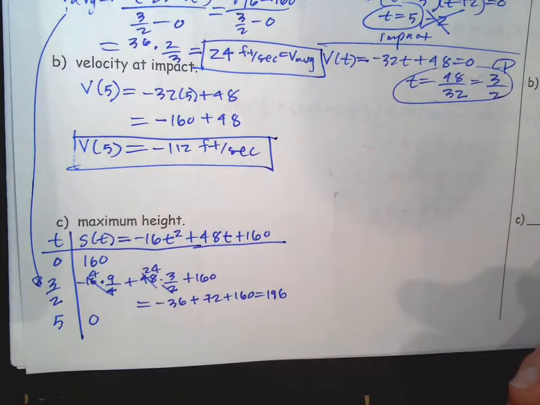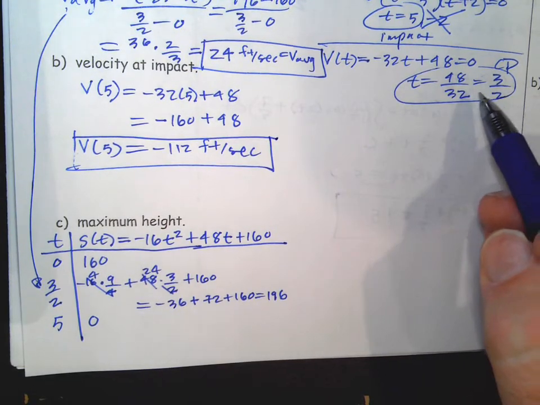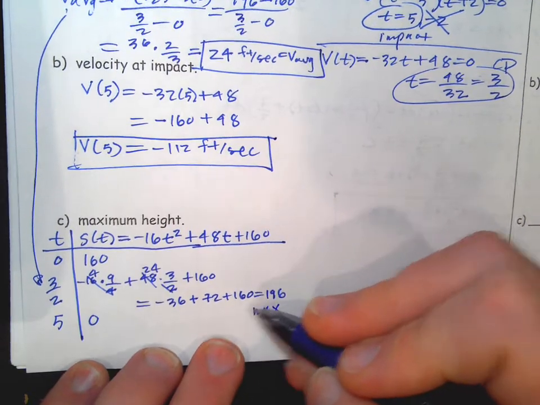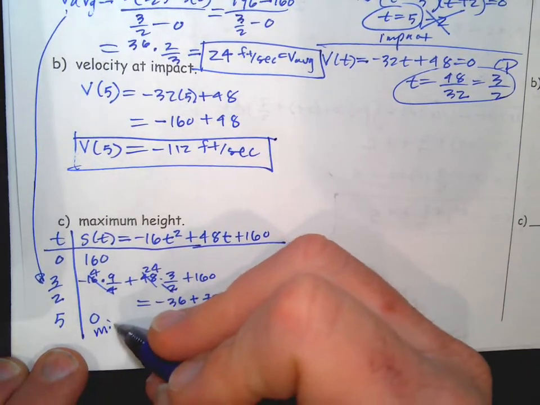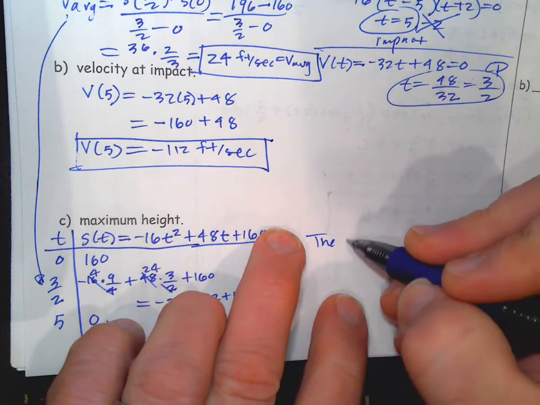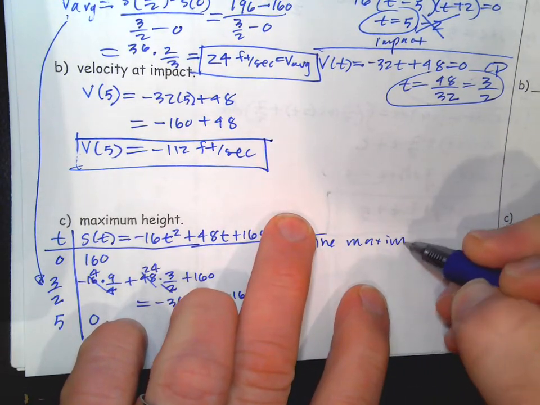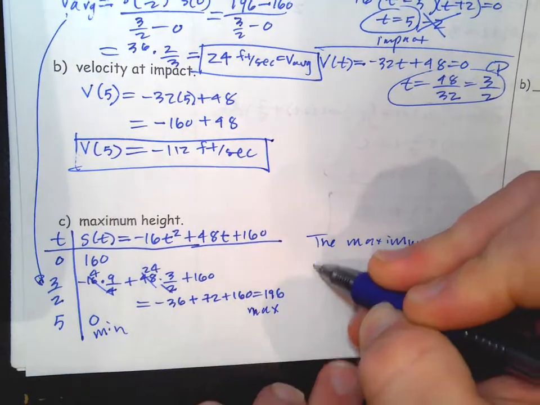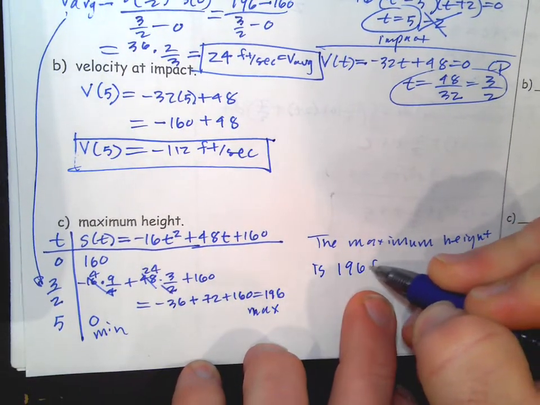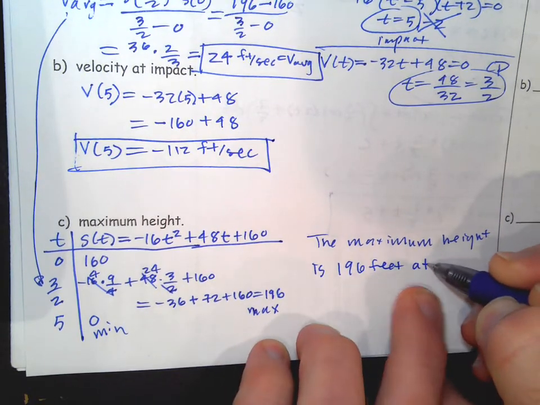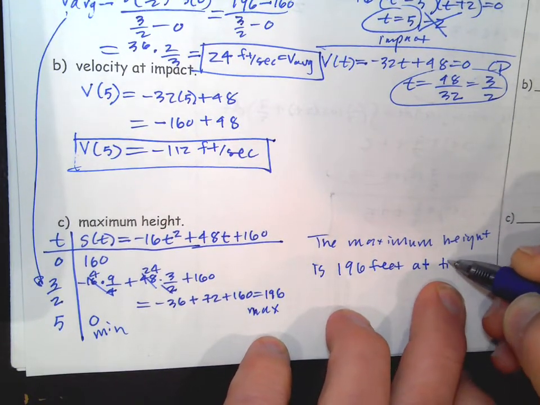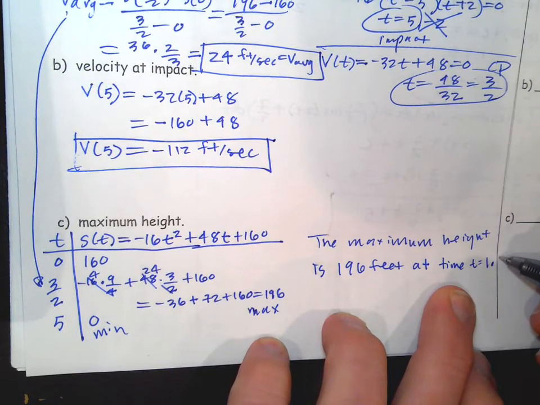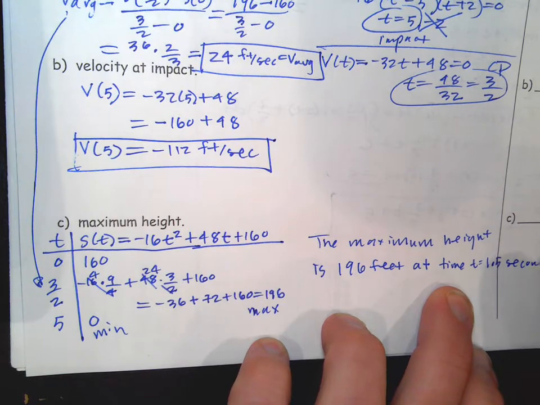And then we've done a lot of the work for max height. We found the critical point, found the endpoints, made a table. This is your max. This is your min. So the maximum height is 196 feet at time t equals 1.5 seconds. Units.